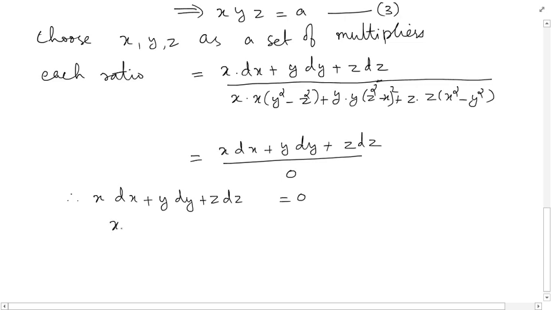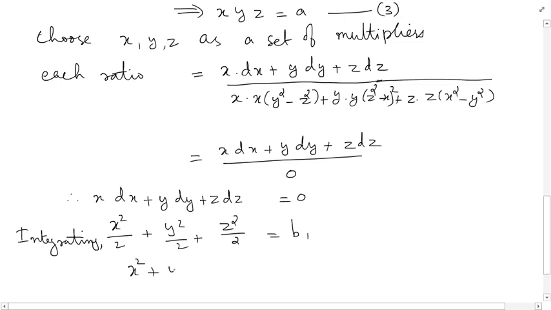Now integrating, x square by 2 plus y square by 2 plus z square by 2 equal to a constant of integration. I will write it as b1. So you will get this by integrating. Okay. So now simplifying, you can write x square plus y square plus z square equal to 2 b1.